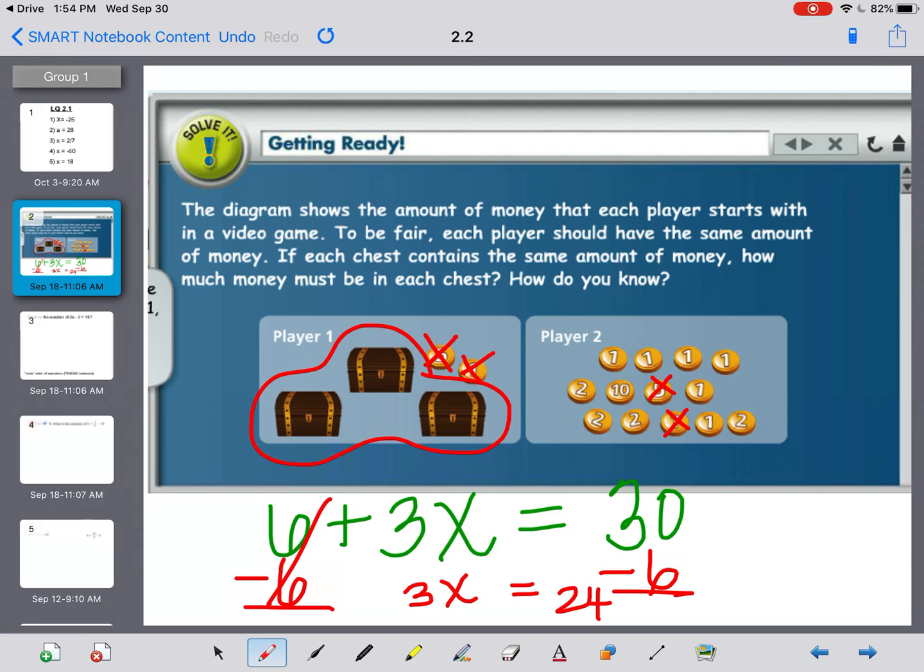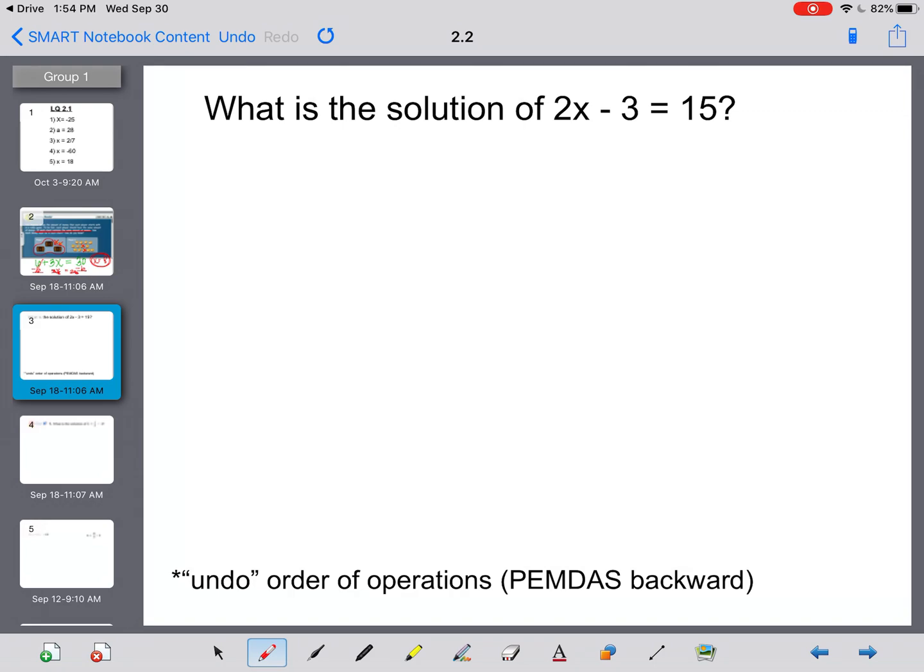Okay, so that means these 3 chests have to have 24 cents in them, and each one of them has to have the same amount of money, because that's what it said up here in the question. Okay, if I have 24 coins and I have to separate it evenly between 3 things, I'm going to divide 24 by 3. That's going to tell me that each treasure chest has 8 coins inside of it. That was a 2-step equation, and that's what we're going to work on today.